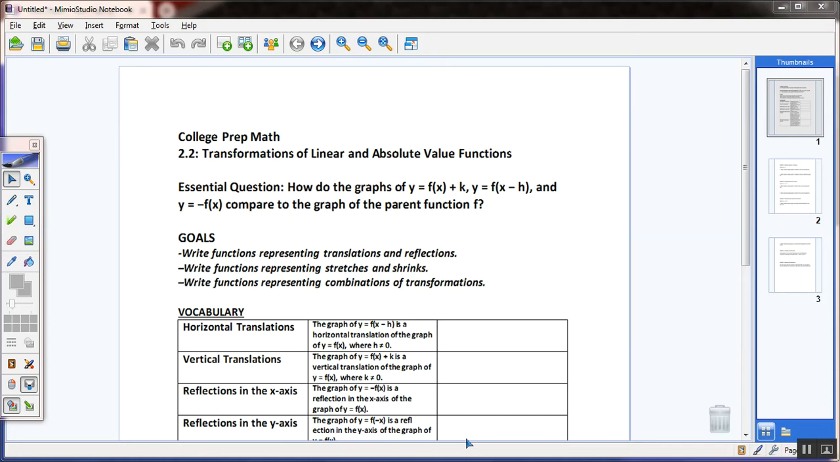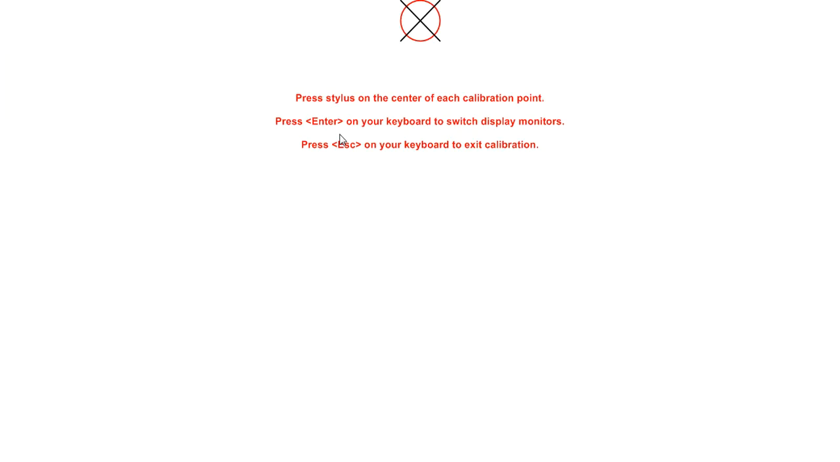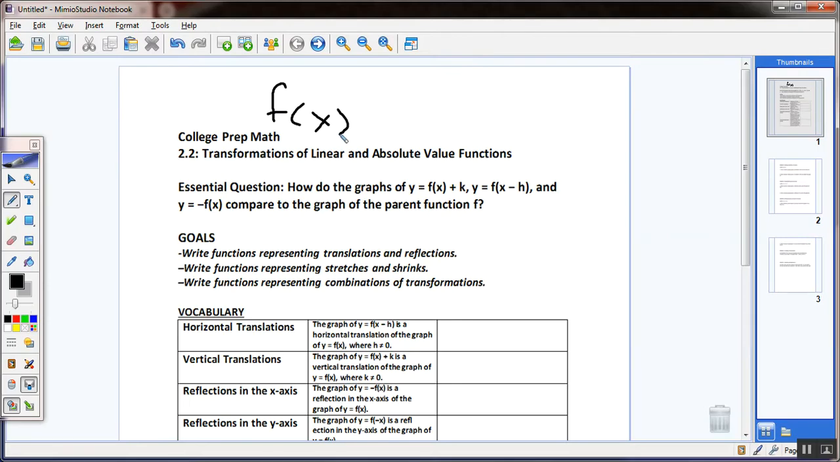So I'm going to read the question, and then I'm going to have you guys help me with the goals and the vocabulary. But the essential question, follow me on this, is pretty important. When we start seeing function form, something written like f of x, sometimes we say f of x is the same thing as a what? F of x is really the same as y. It's like saying y equals. So if you can think of f of x as the function y equals something, that's going to help you a lot.